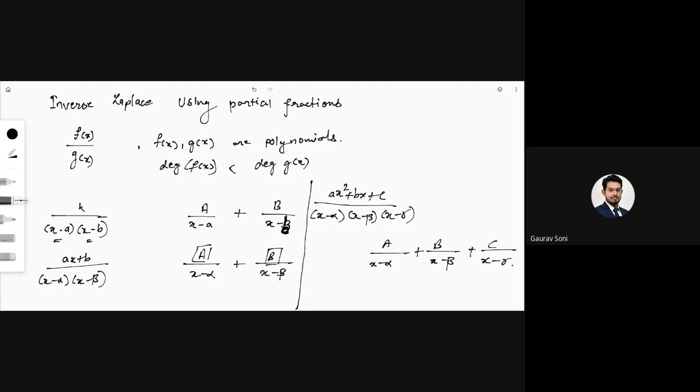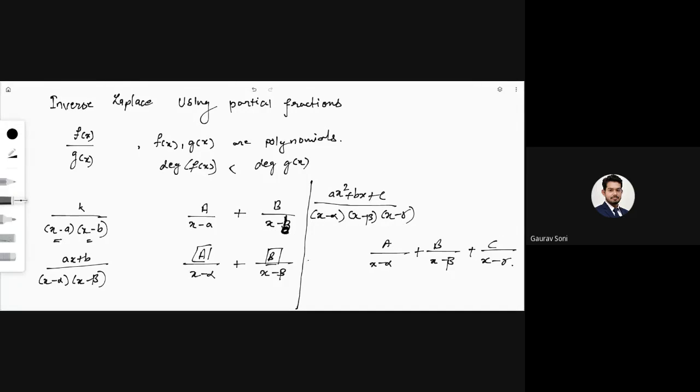Look at each and everything. On the left hand side, in the first one you have a constant in the numerator, and the degree of the denominator is 2. So I've used partial fraction. In the second one you have a degree 1 polynomial in the numerator and a degree 2 polynomial in the denominator. So again I have used partial fraction and separated it. In the third one, the degree of the numerator is 2, whereas the degree of the denominator is 3. So again I have used partial fraction and separated it.